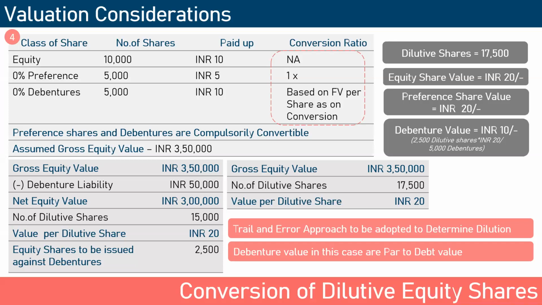Now, the equity shares to be issued against debentures: is it book value of debt divided by this value per dilutive share, or market value of debt divided by the value per dilutive equity share? That is, 1 lakh divided by 16 or 50,000 divided by 16?